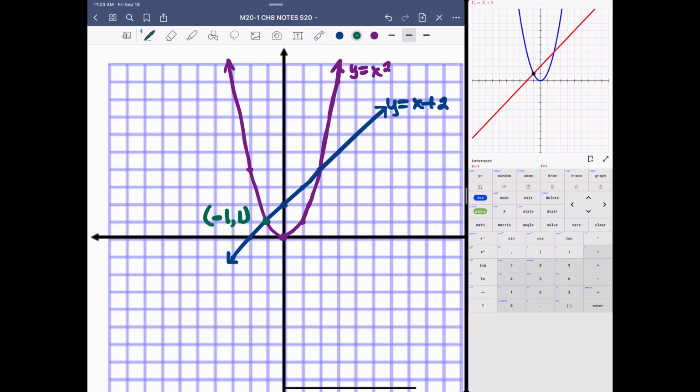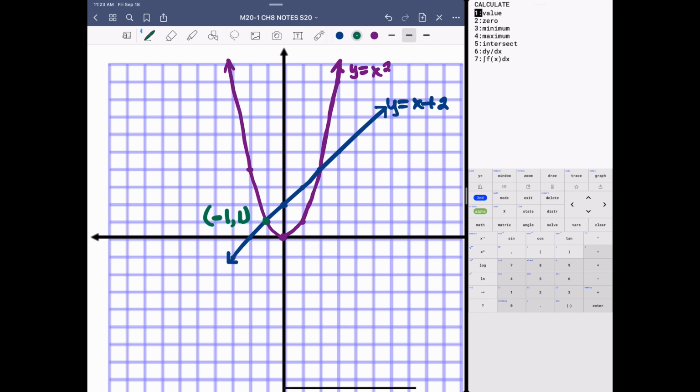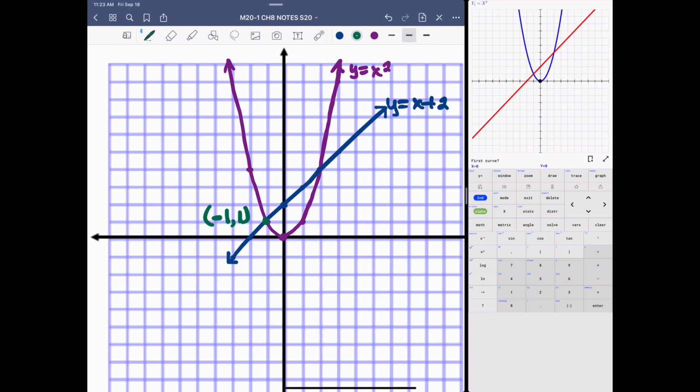We want to repeat this process. On the TIs, we have to do the whole thing again. Second trace, number 5. This time, before you hit enter, move your little dot closer to the intersection point you're trying to find. Hit enter, do the same thing. It jumps to the next graph. Move your little dot closer to the point you're trying to find. Hit enter. Do you want to guess? No. Hit enter again, and it tells me that it's at 2, 4.